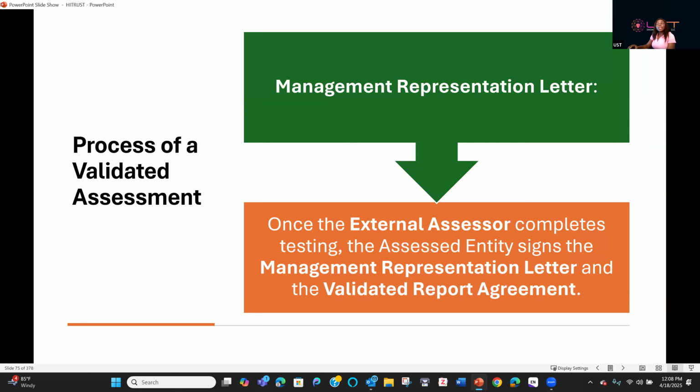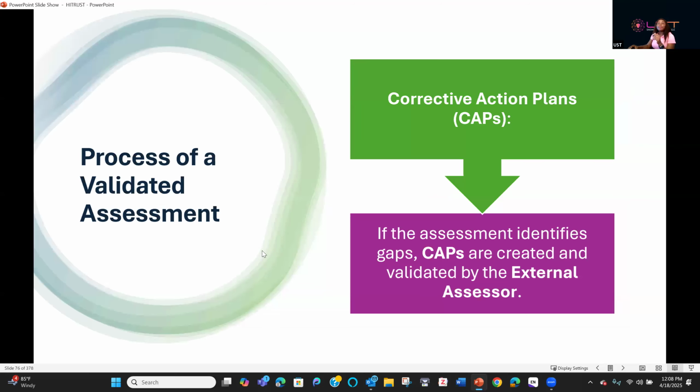And the validated report agreement. Once the external auditor completes the testing, the assessed entity signs the management representation letter and the validated report agreement. And what happens then? This is followed by corrective action plans.